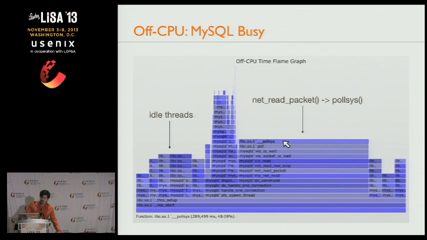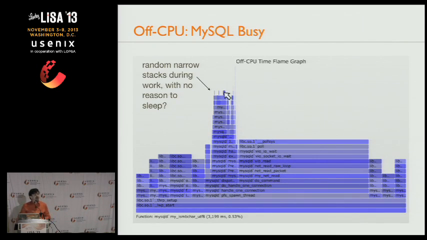Just to show what a busy MySQL server looks like, now it's different. We're actually waiting on packets because we're doing networking. So that's pretty cool. This busy server also has something interesting. We have these random narrow stacks, which are occurring during work. So why would we block during my ISMB-char UTF-8?